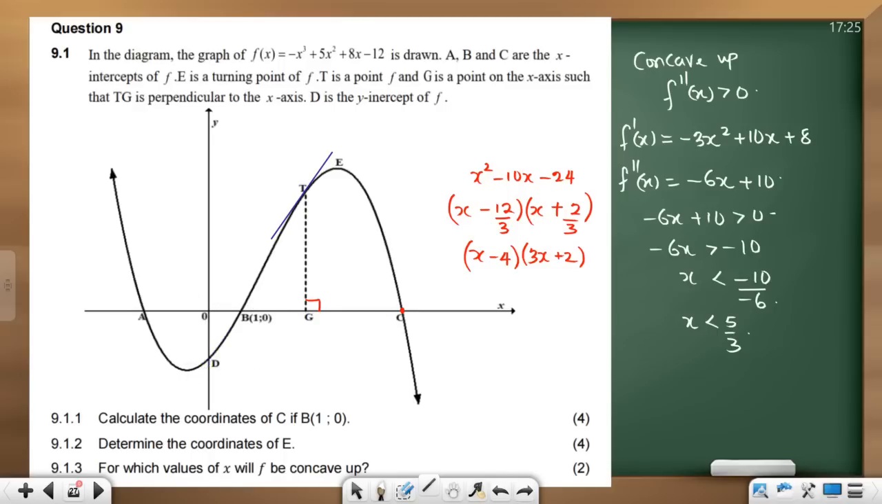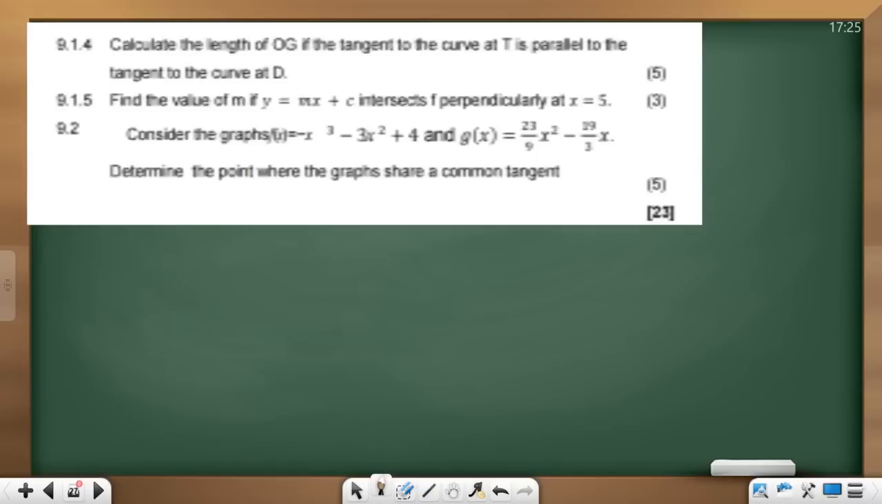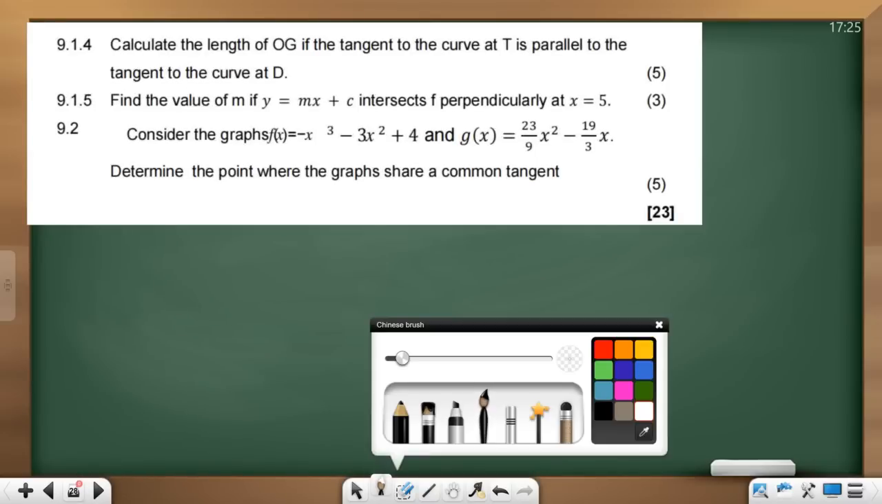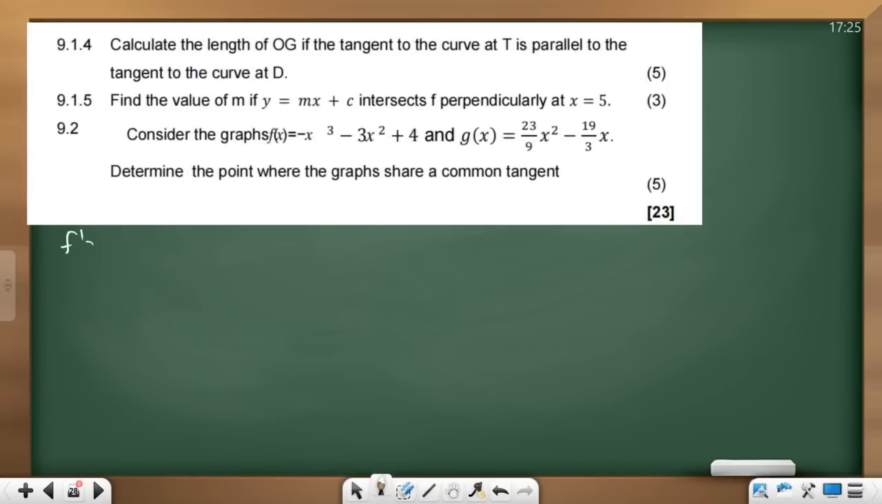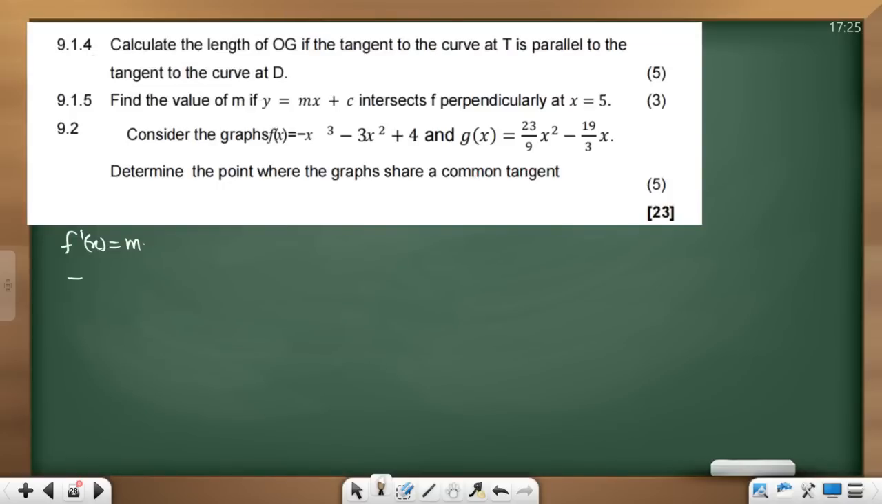Alright, what does that tell us? Their gradients are what? Equal. And I said something earlier on. The first thing that comes to my mind is the first derivative is my gradient. Okay, we derived negative 3x squared plus 10x plus 8.